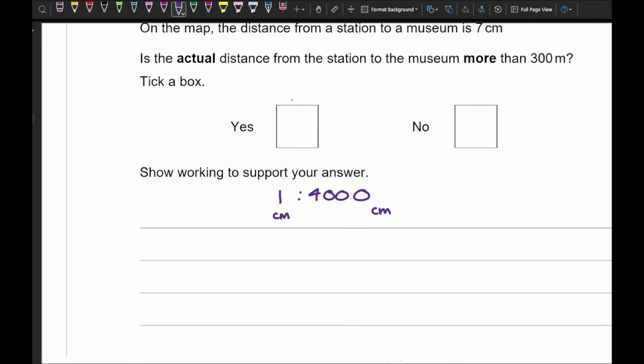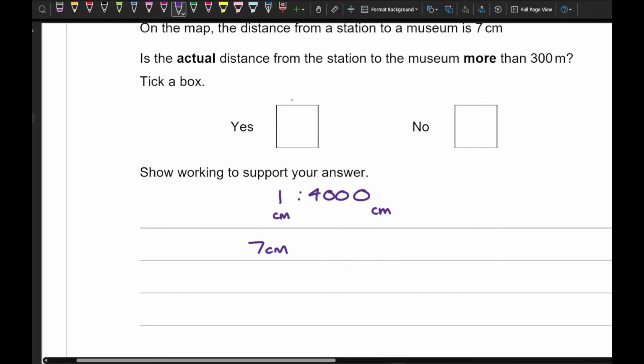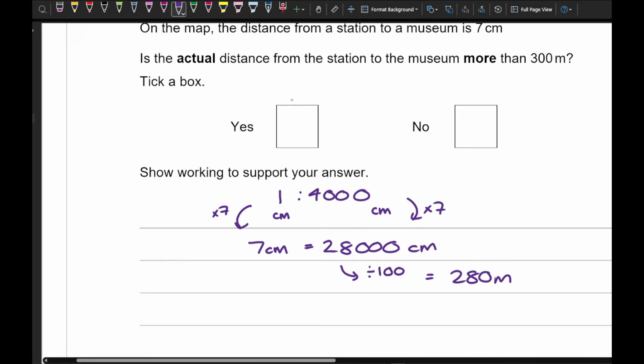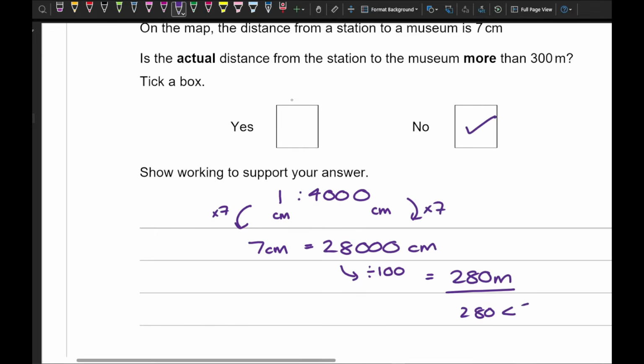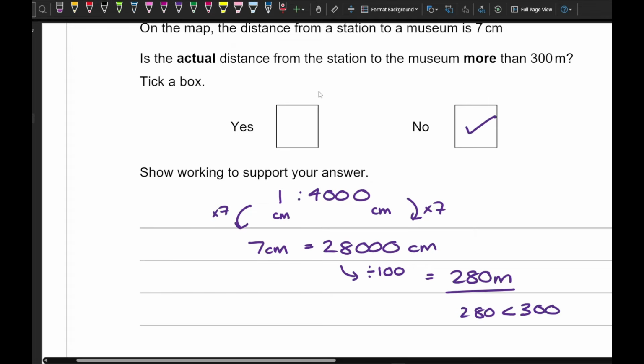So if we've got 7 centimetres, then I've multiplied that number by 7, so I need to multiply this number by 7, so that's going to be 28,000 centimetres. Now what I need to do is convert this into metres, so if I divide that by 100, I get an answer of 280 metres. So the answer then, is it more than 300? The answer is no, as 280 is smaller than 300.